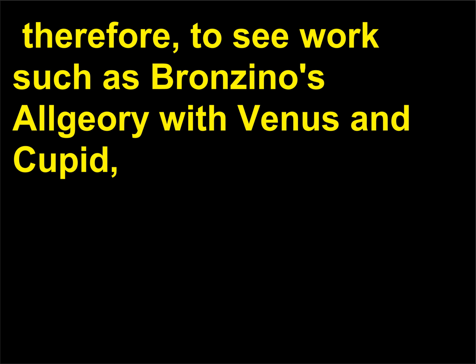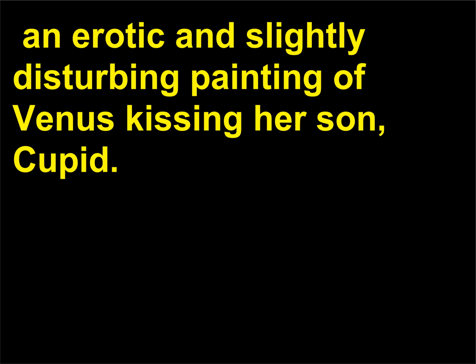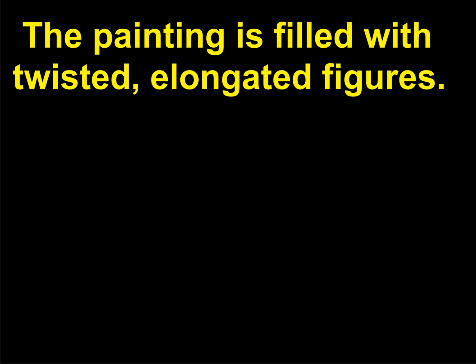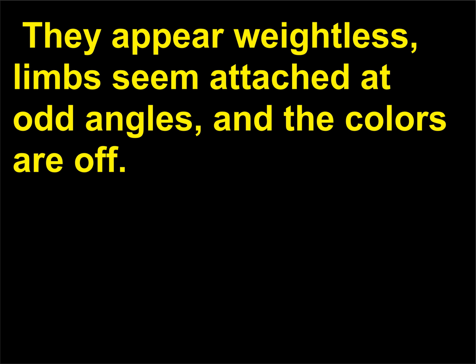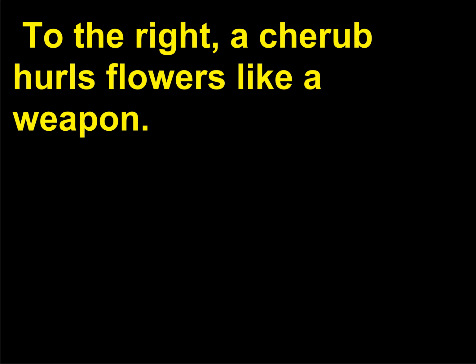therefore, to see work such as Bronzino's Allegory with Venus and Cupid, an erotic and slightly disturbing painting of Venus kissing her son, Cupid. The painting is filled with twisted, elongated figures. They appear weightless, limbs seem attached at odd angles, and the colors are off. Behind Cupid's contorted body, a woman screams, grabbing her hair. To the right, a cherub hurls flowers like a weapon. At his feet, theatrical masks depict ugly faces.